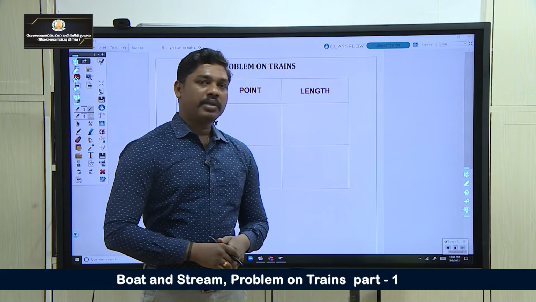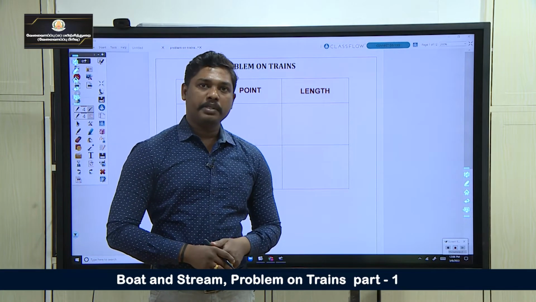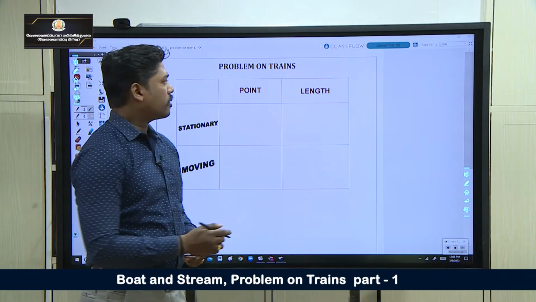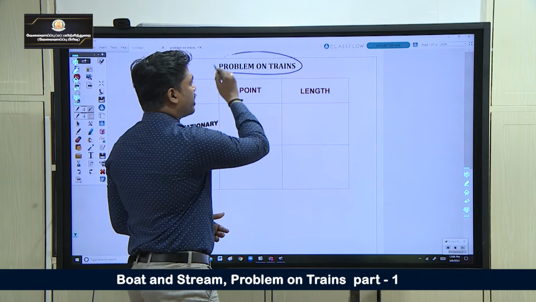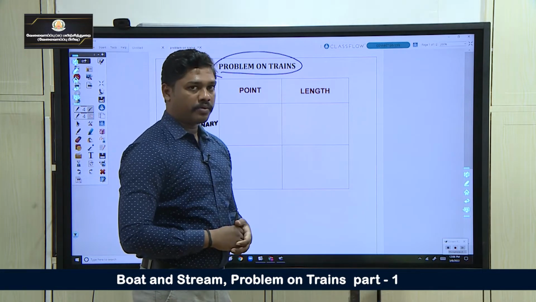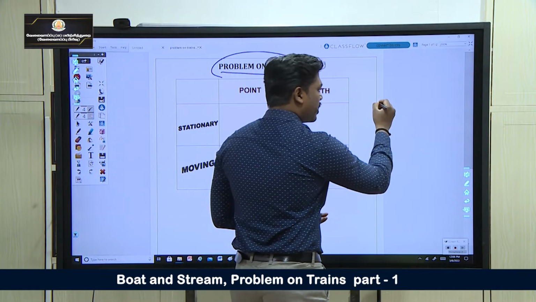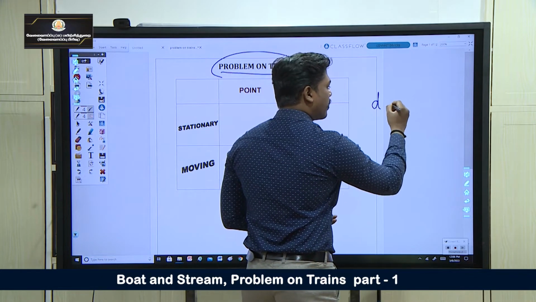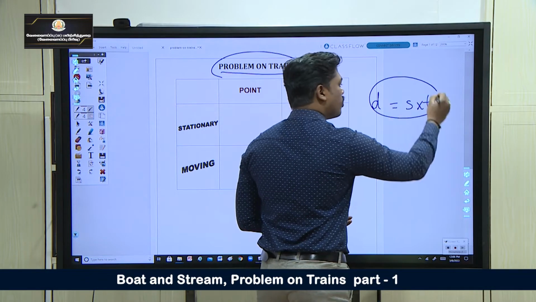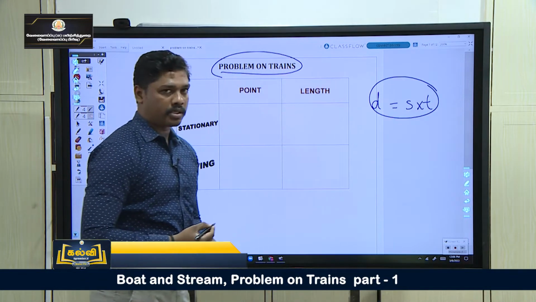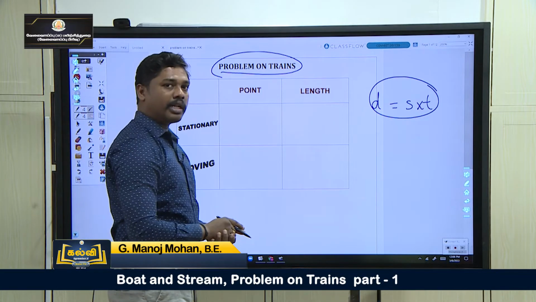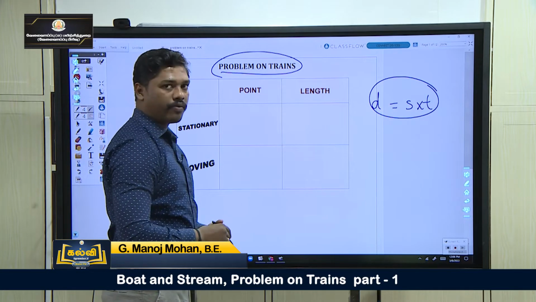Okay. So previously we saw a topic on time, speed and distance. So today we can see the continuation of the topic. The topic name is problems on trains. So the same concept you will be using here. What was the concept you were using there? Distance is equal to speed into time. So the same concept you will be using in problems on trains. In that you will be having only four sets of formulas. Let me explain you all the formulas here.